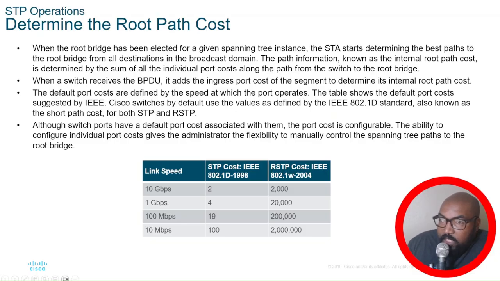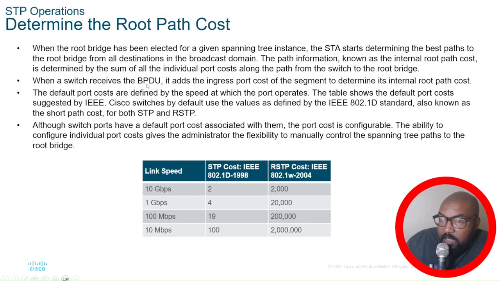This is part 2. When the root bridge has been elected for a given spanning tree instance, the STA starts determining the best paths to the root bridge. It needs to know how to get to that root bridge as fast as possible, because we want high availability. We want to get that data there. The path information, known as the internal root path cost, is determined by the sum of all individual port costs along the path from the switch to the root bridge. Essentially it's the speeds. The connection speeds determine the cost.